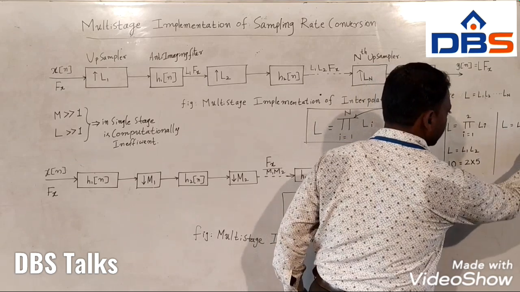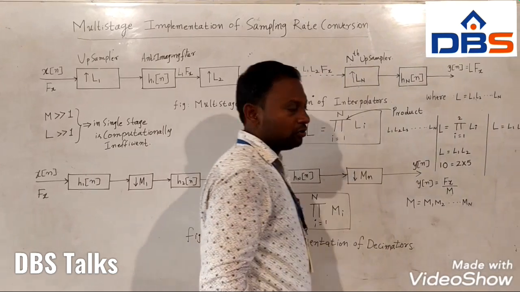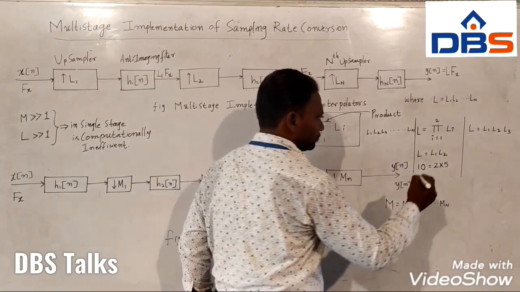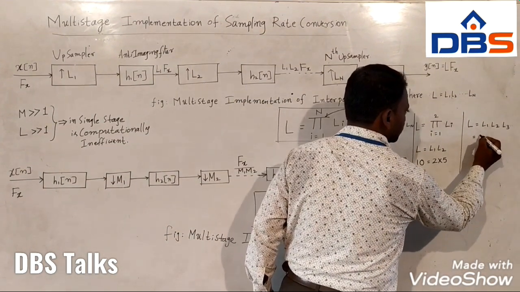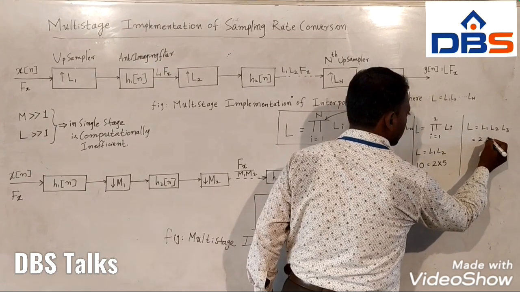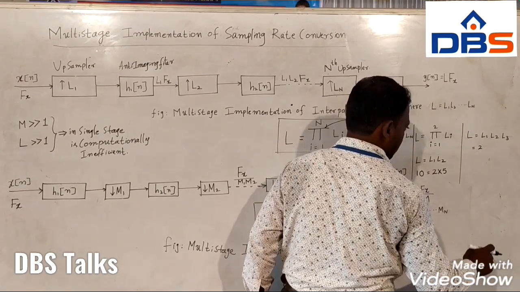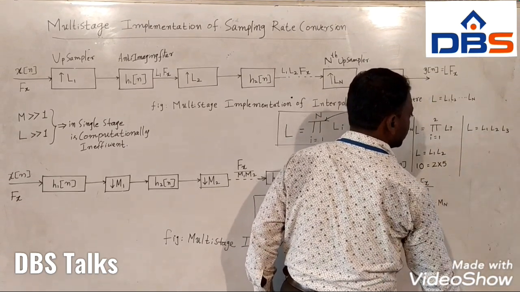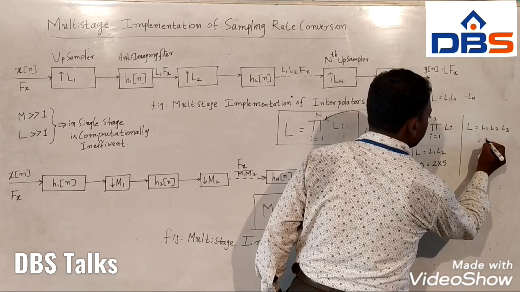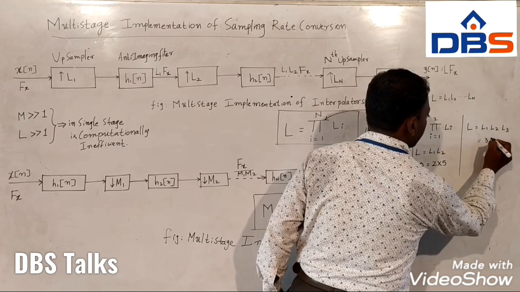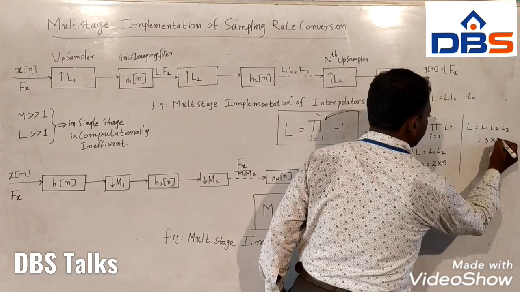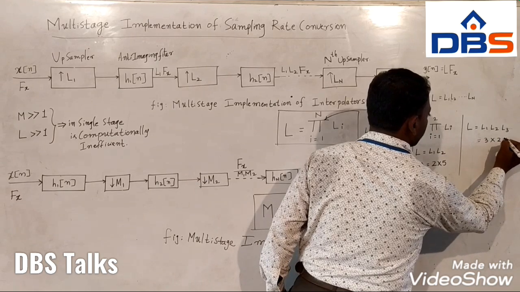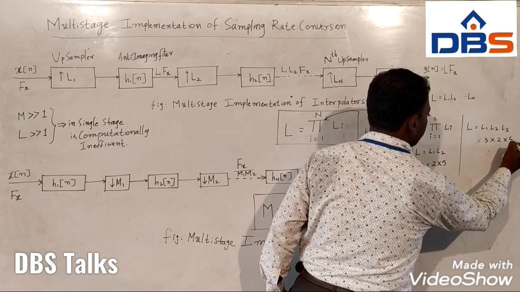Suppose, for example, I want L equal to 10. If I want to implement 10 using multi-stage implementation, I consider L1 equal to 2 and L2 equal to 5. L1 into L2, where L1 is 2 and L2 is 5.